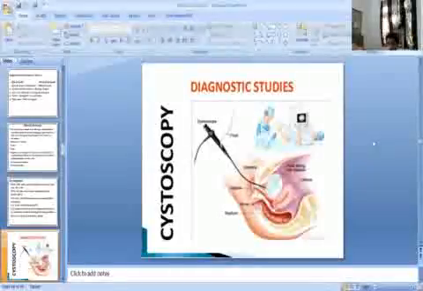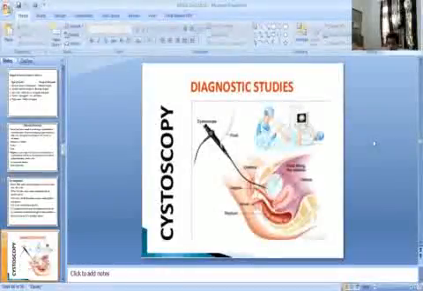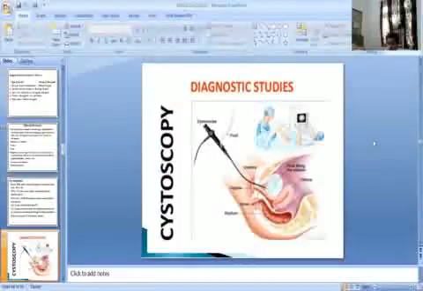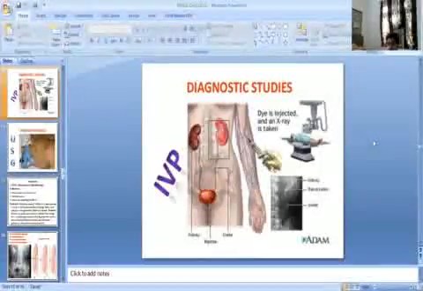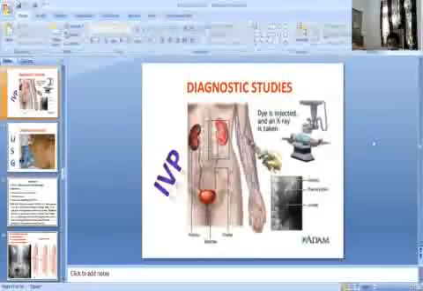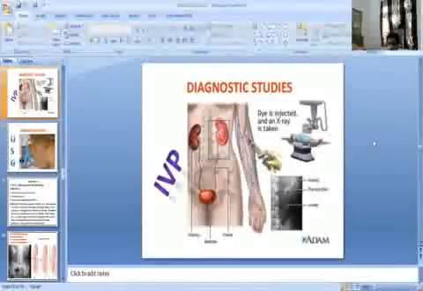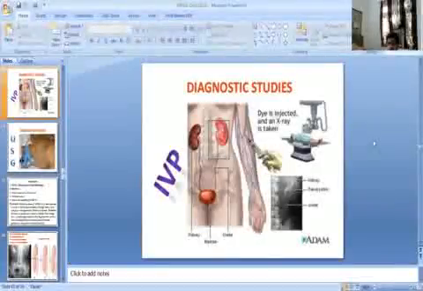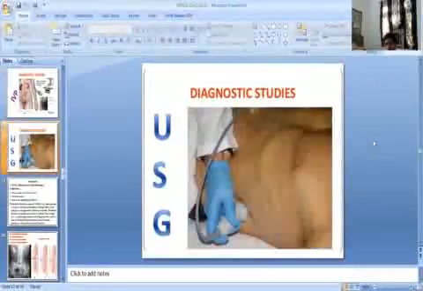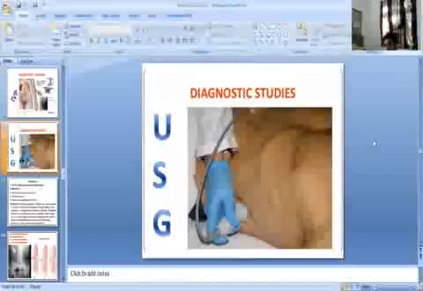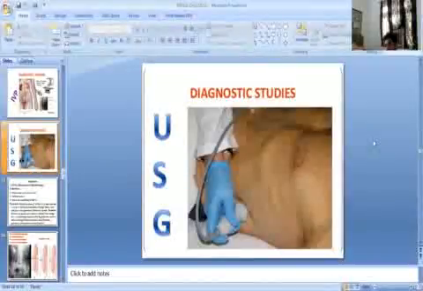Diagnostic studies. First of all, we can do cystoscopy, as you can see in this diagram. Then IVP, intravenous pyelogram. Then the USG. This is a very unique diagnostic tool for renal stone.